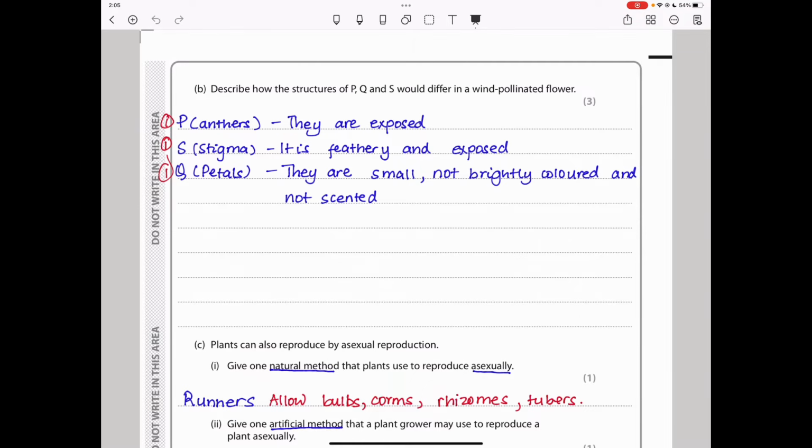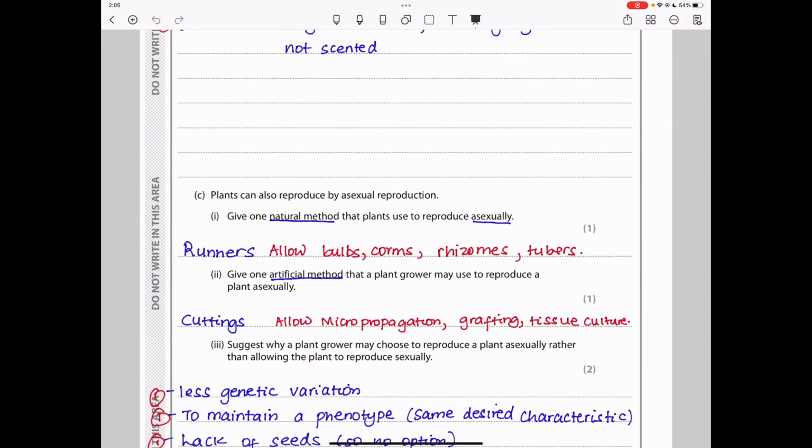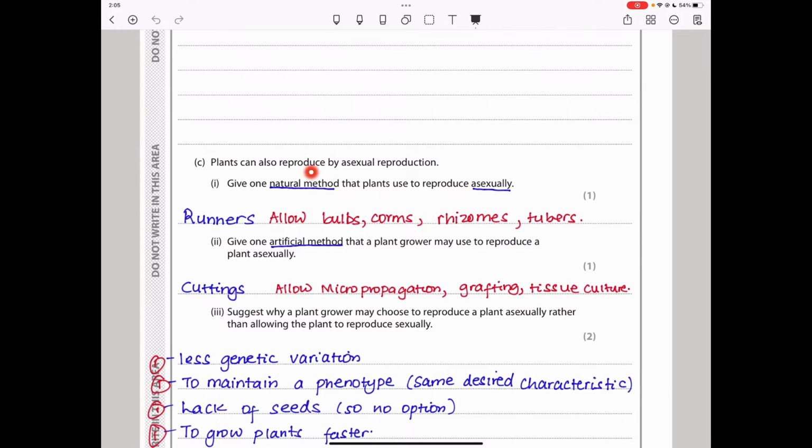And the petals have to be small and not brightly colored because there is no need for them to attract any insects, since it's a wind-pollinated flower. So they'll be small, not brightly colored, and not scented. So one of these, whether small, not brightly colored, or not scented, would work for you. The next part says, plants can also reproduce by asexual reproduction. Give one natural. This is very important.